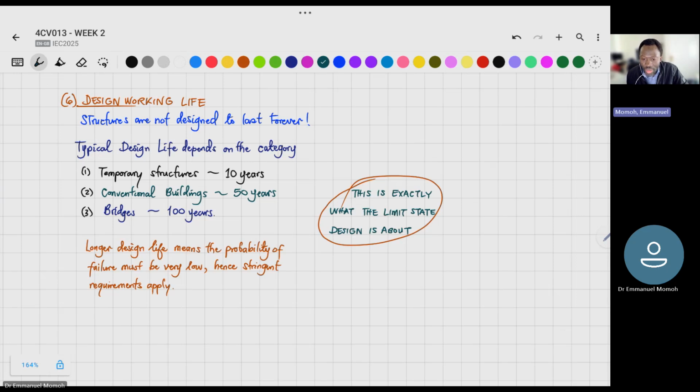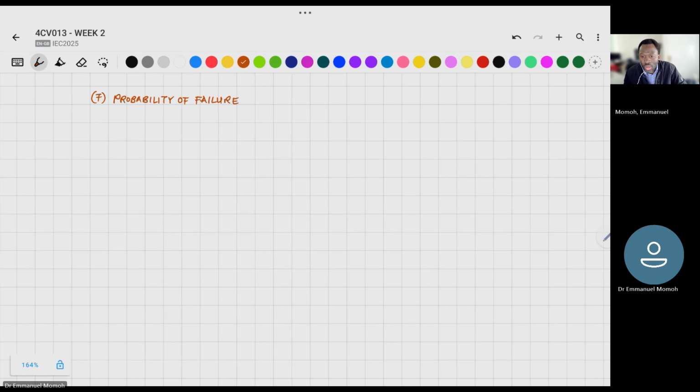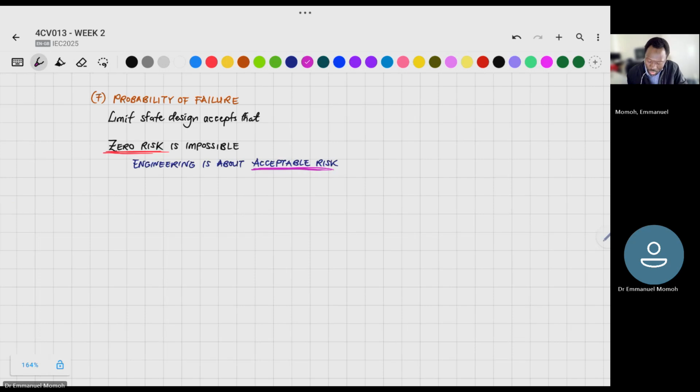Next, we will look at probability of failure as a concept. Limit state design accepts that zero risk is impossible because engineering is all about acceptable risk. So the goal is to make failure extremely unlikely, socially acceptable, and economically reasonable. This is why we talk about target reliability, not absolute safety.